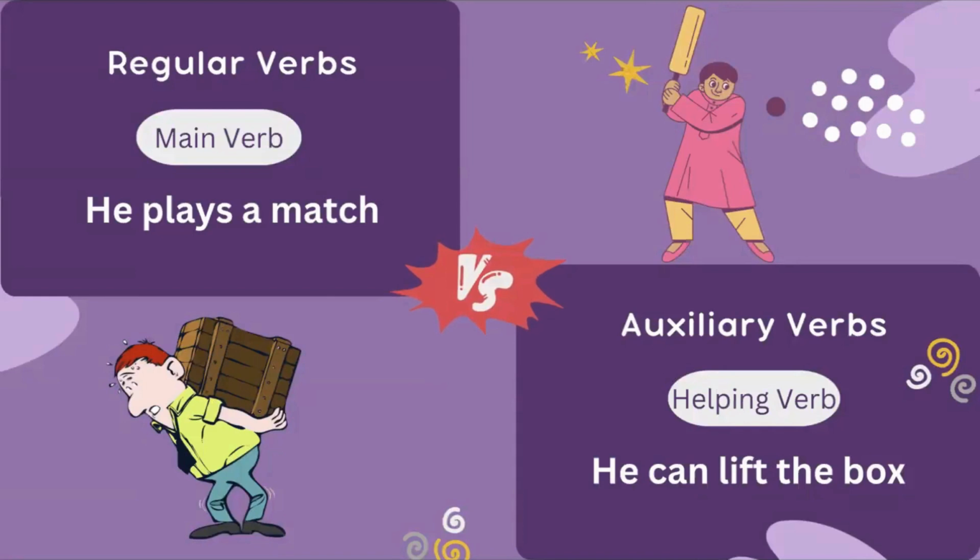Auxiliary verbs modify the main verb of the sentence. They always precede or appear before the main verb and can indicate several things like how something is done, that is modality, tense, that is time of action, and passive voice.